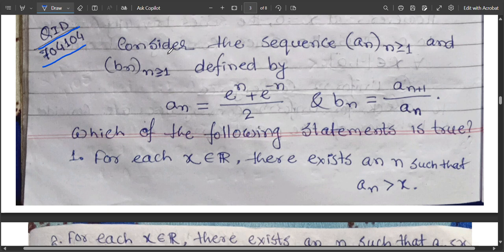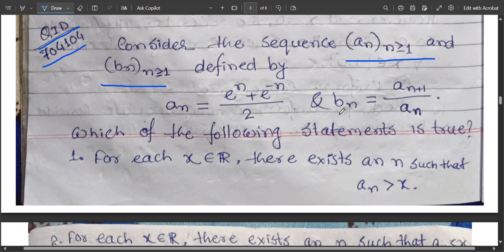Question 704104. Consider the sequences an, n greater than or equal to 1, and bn, n greater than or equal to 1, defined as follows. an is equal to (e to the power n plus e to the power minus n) by 2, and bn is equal to a(n+1) by an. This is how they are defining an and bn.